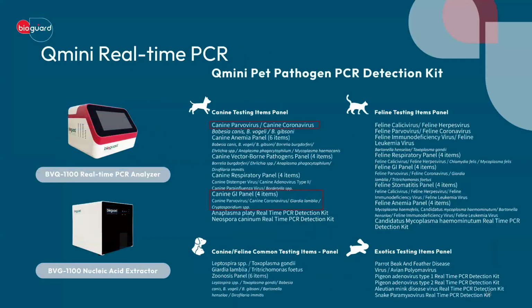Other than that, when we talk about genetic testing, we have also developed PCR detection kits that particularly focus on canine parvovirus, as well as a panel of canine gastrointestinal pathogens, with other combinations with other pathogens as well, which can also correctly diagnose parvovirus infection in dogs.